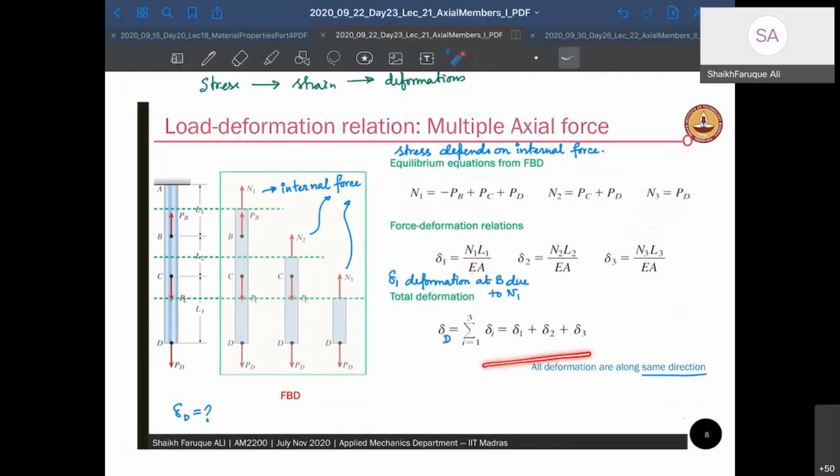So total deformation can be written, provided they are along the same direction, as summation i equal to 1 to 3 of Ni Li by Ei Ai. Now, why did I write Ei Ai? If Ei Ai are not constant, they will also be inside as an ith variable. For example, I can change the material. I can have the first part as a steel material, then I can have brass, then I can have copper, right? I can change the cross-sectional areas also. So this becomes a general formula for the complete system.